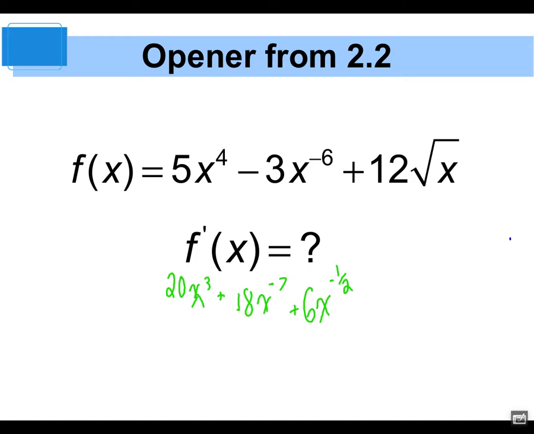Okay, first term easy, bring the power down, reduce it by 1. 20x cubed, no problem. Bring the -6 down, -6 times -3 is 18. Reduce the power by 1, not -5, but -7. And then remember that the square root of x is x to the 1/2. Bring it down, multiply it by 12, and then reduce it by 1. Now, today, that's okay. In the near future, like in the next day or two, this will not be an acceptable answer. You'll have to write it as 20x cubed plus 18 over x to the 7th plus 6 over x to the 1/2, because we won't be allowing negative exponents.